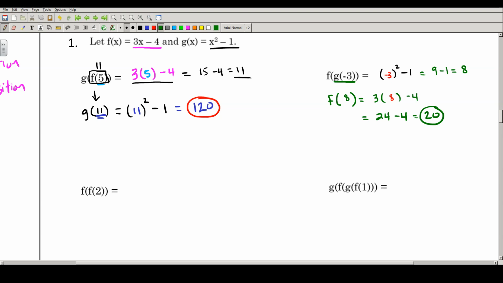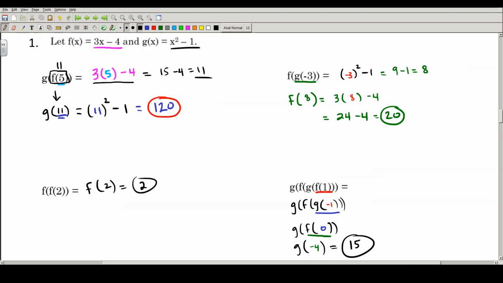All right, so if you want to pause the video and try these next two, f of 2 and this longer one, g of f of 1, you can go ahead and try that, and I'll give you the answers. So this f of 2, if you did it, is just 2. In fact, it would always be 2 if you kept doing it. It's kind of like a loop. And the second one, g of f of 1, ends up being 15.